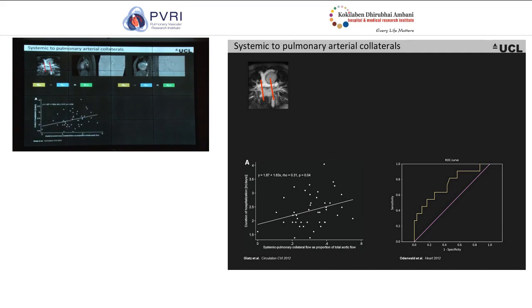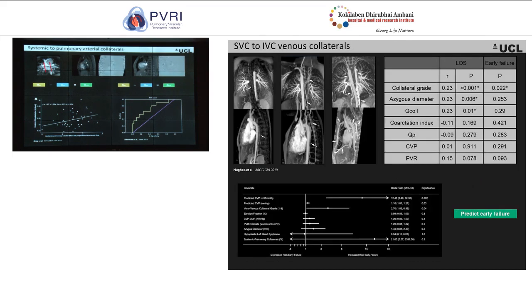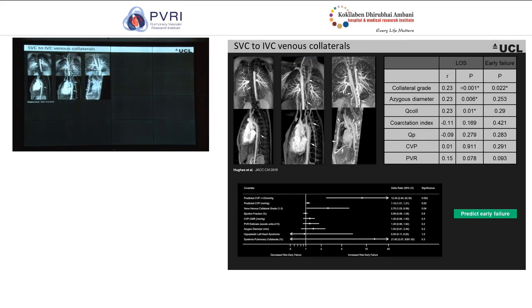People have looked at this, we've looked at it, and other groups, and shown that the amount of aortopulmonary collateral flow prior to completion of your TCPC correlates with the duration of hospital stay. And this is GOSH data looking at predicting excess length of stay based on collateral blood flow. So collateralization itself, quantitatively, can give you an idea of the post-operative course of the TCPC. So that's systemic to pulmonary collaterals.